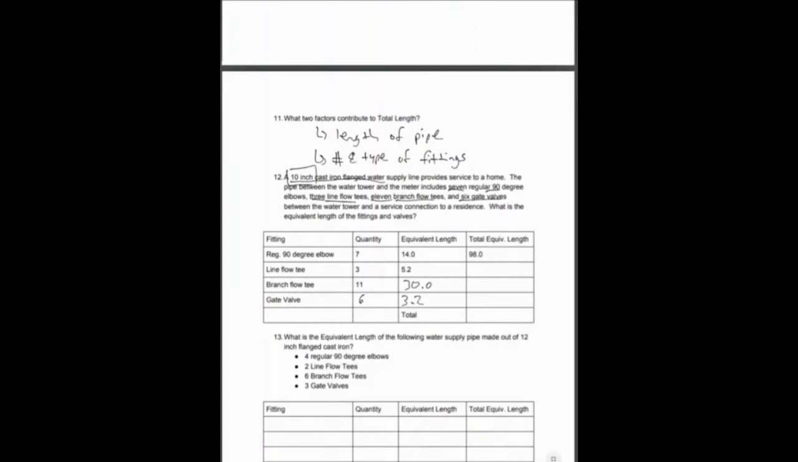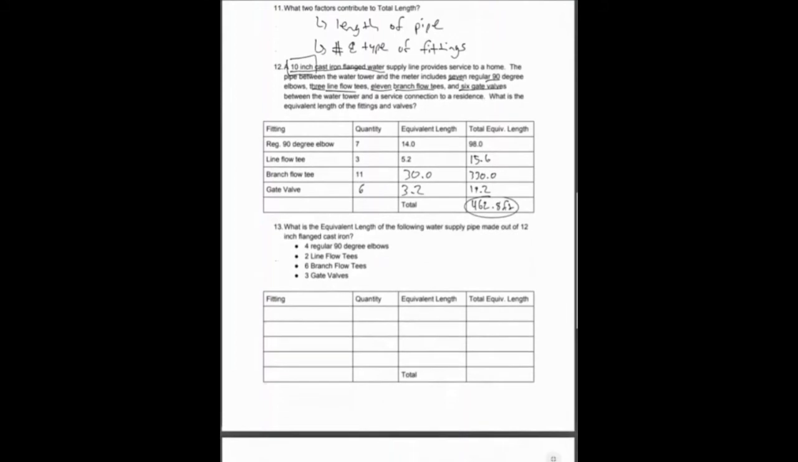Multiply across, 3 times 5.2, you have 15.6. 11 times 30 is 330.0. And then you have gate valve, which is 6 times 3.2 is 19.2. Adding these all up, you should get 462.8 feet. Remember, this is only the equivalent part. This is not the total, because you would still have to add in the actual length of pipe. All right, so let's do a little bit more of the work here.